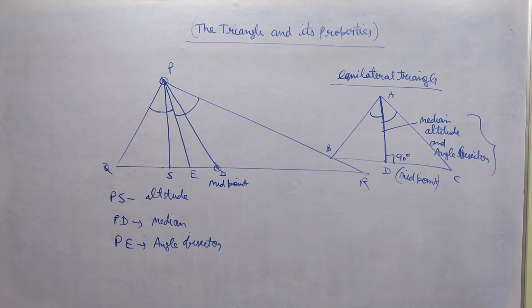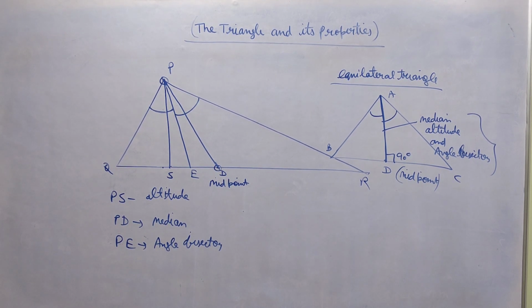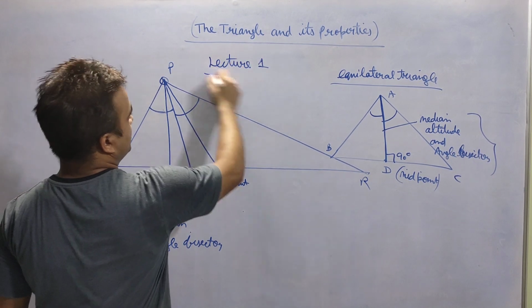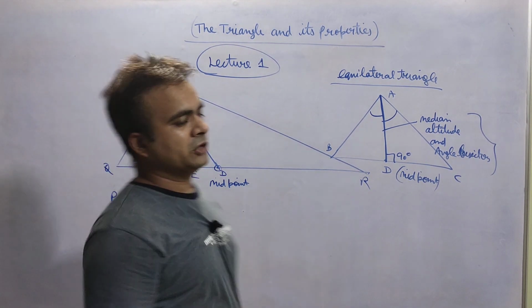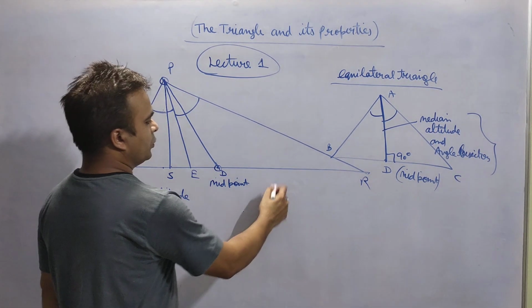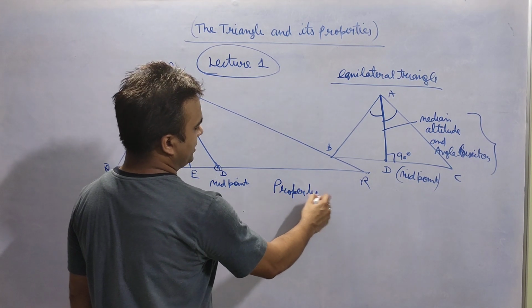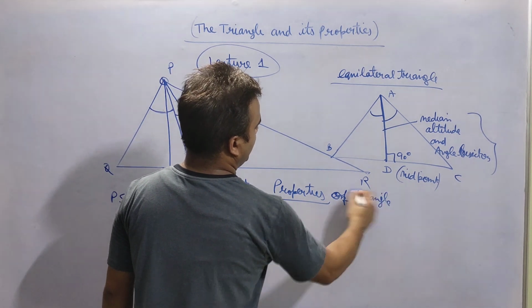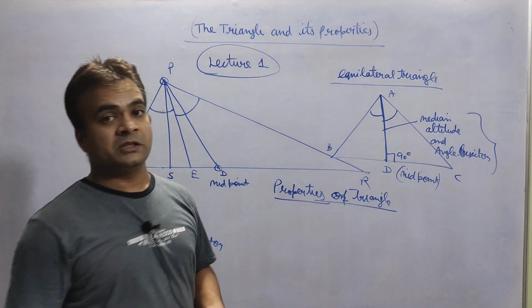So these were the terms of triangles which we will use in this chapter, and you have to be very specific about the difference between all these three. This is the lecture 1 class, and in this lecture we have studied a lot about the terms related to triangles. In the next lecture we will discuss the properties of a triangle, and one property is very well known to you, which we will discuss in the next video.